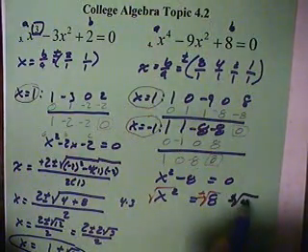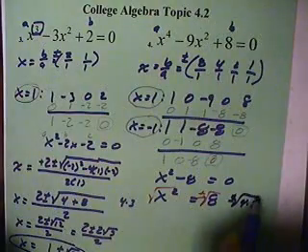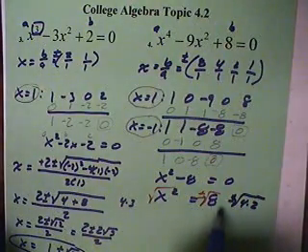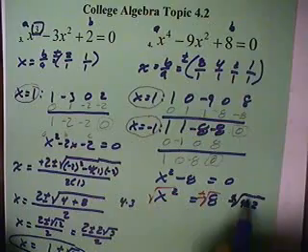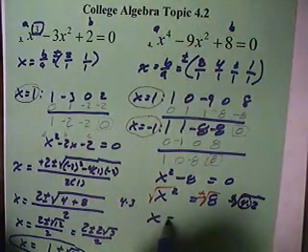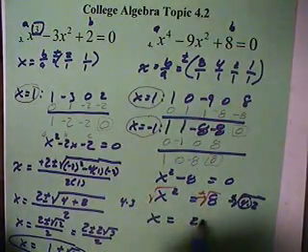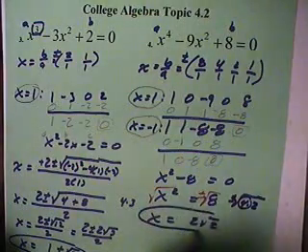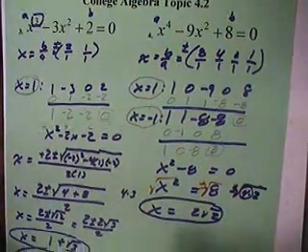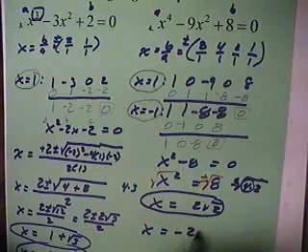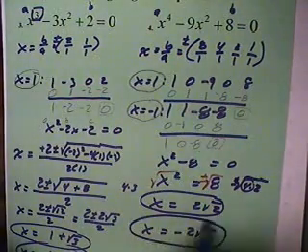The 8 can be broken down to a 4 times 2, and the 4 can come out. So we have x equals positive 2 square root of 2. That's your third answer. And also we have x equals negative 2 square root of 2, and that's your fourth answer.